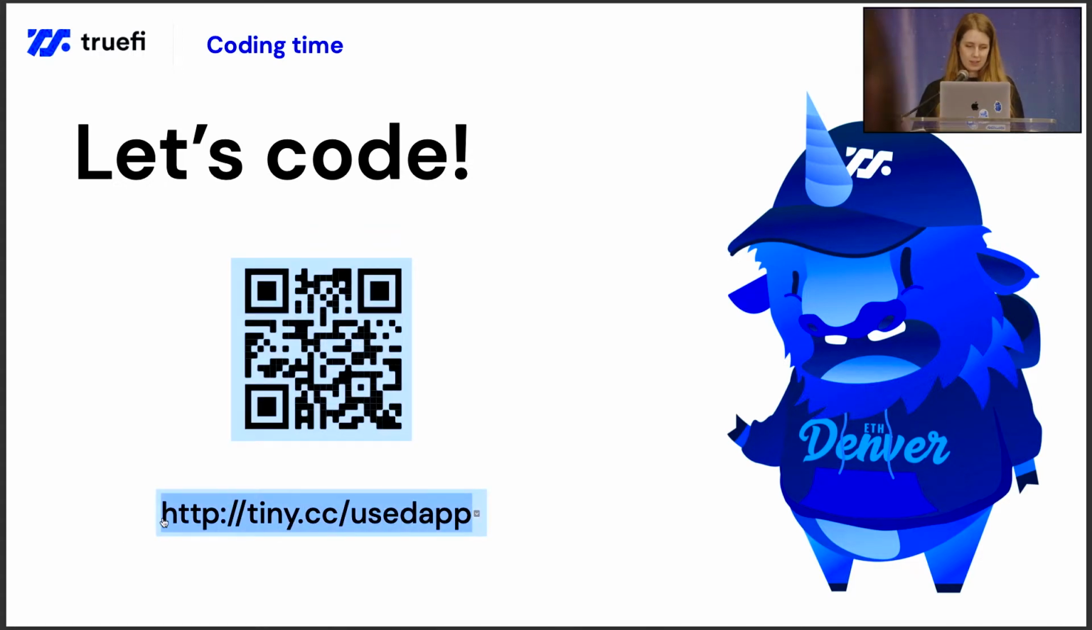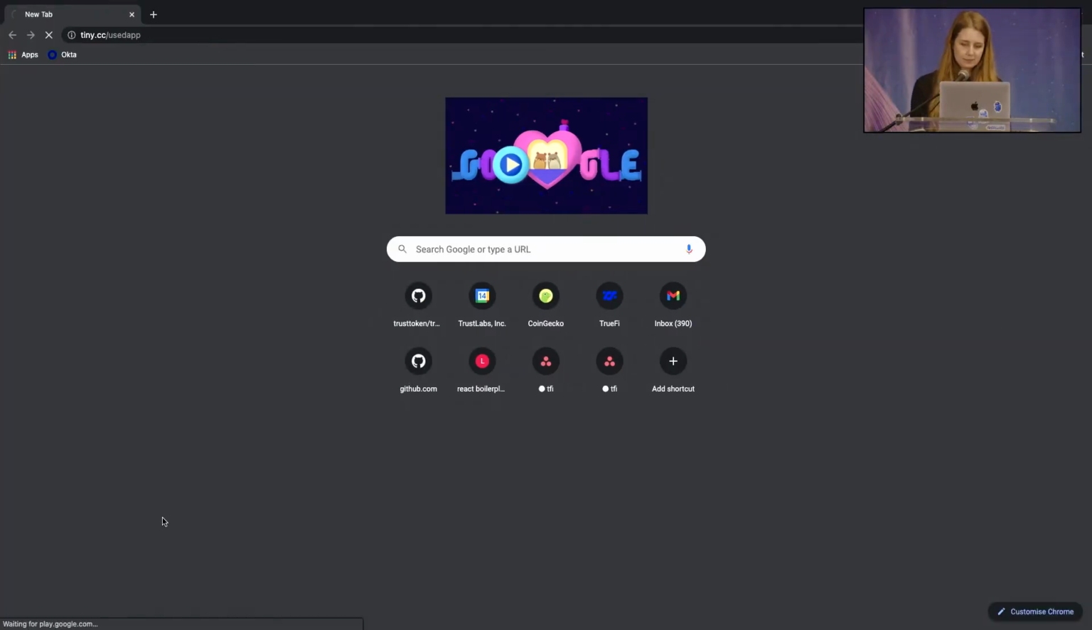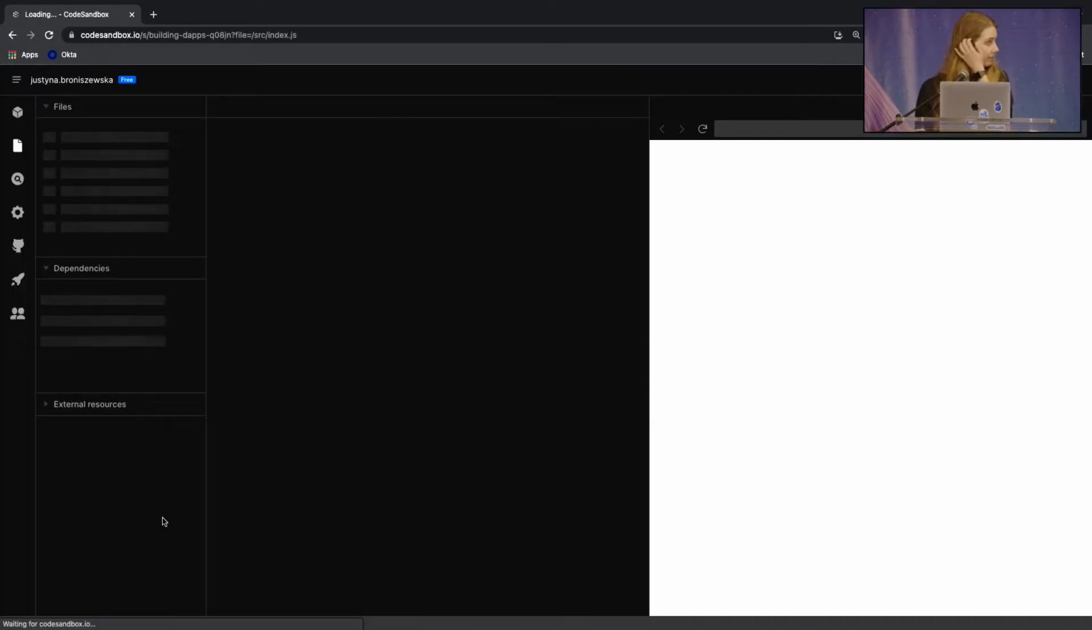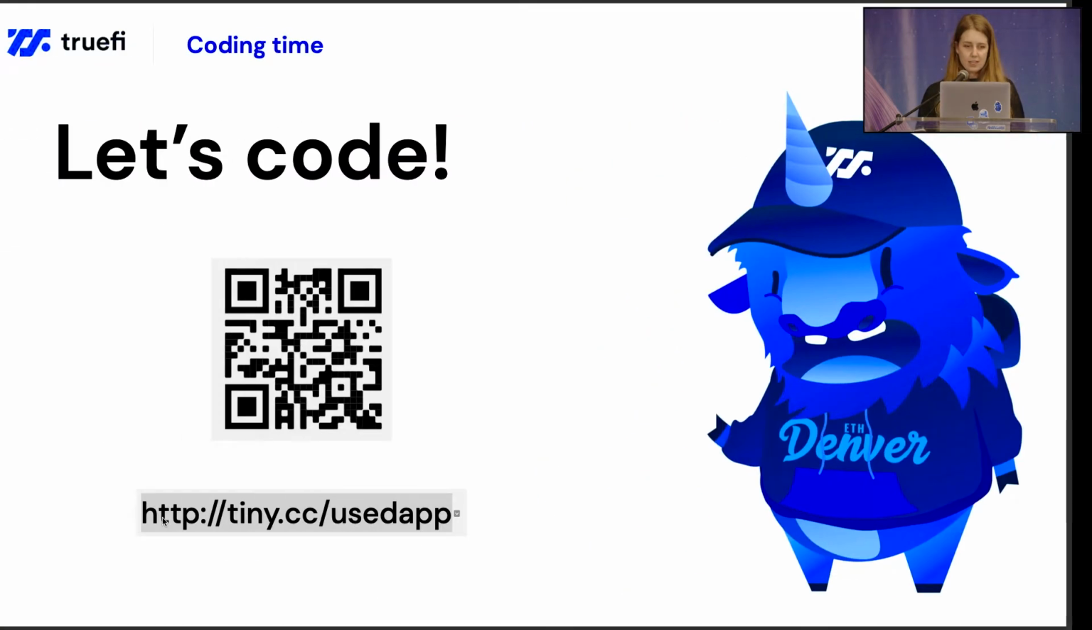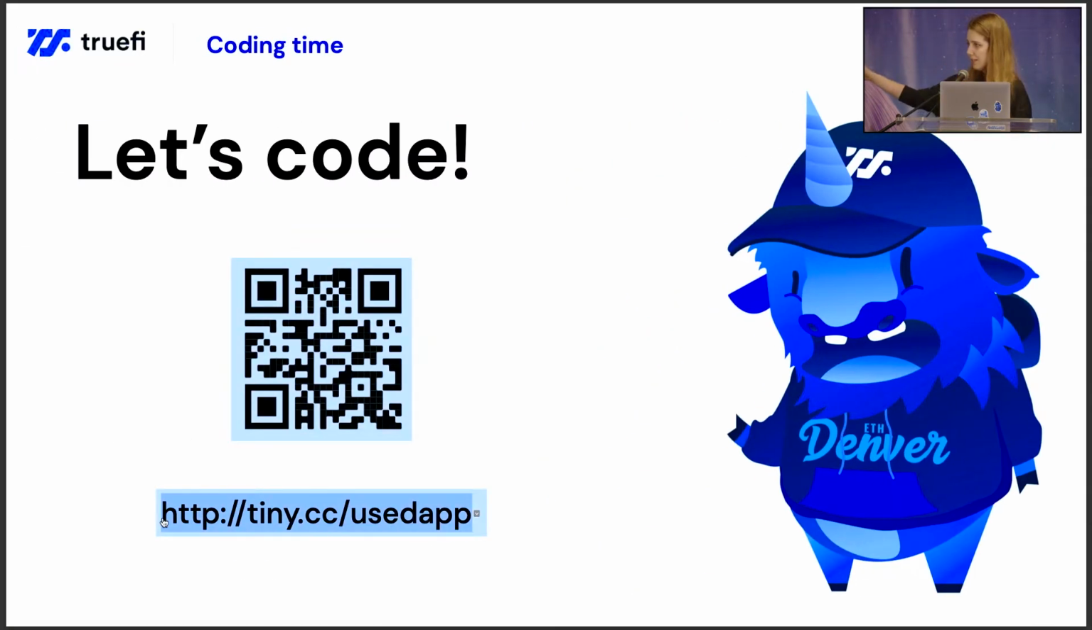Okay, that's the link. Yes, please, if you want to scan this link. Can you read out the link? Yes, so the link is tiny.cc/usedapp. That's the code. You can go there, and there is a CodeSandbox, so we can code together. I can assure you it will be pretty easy.